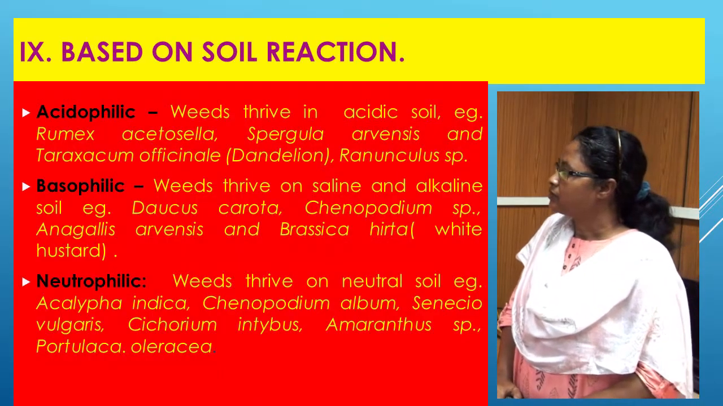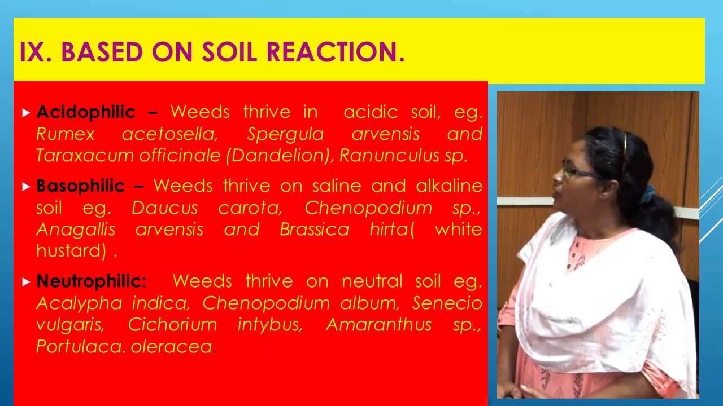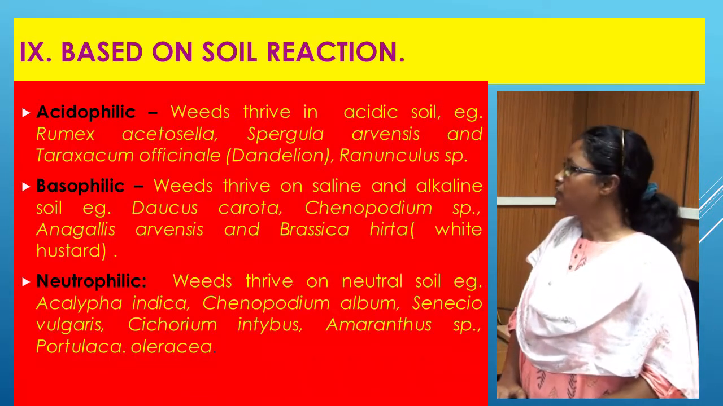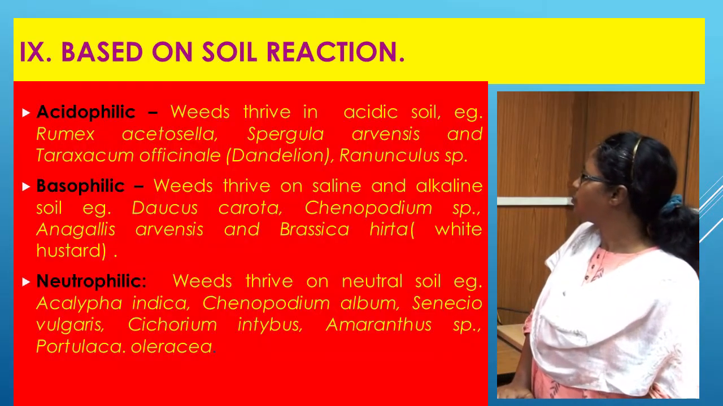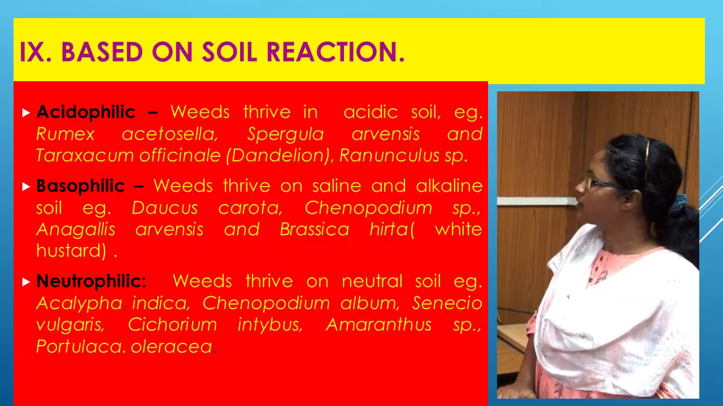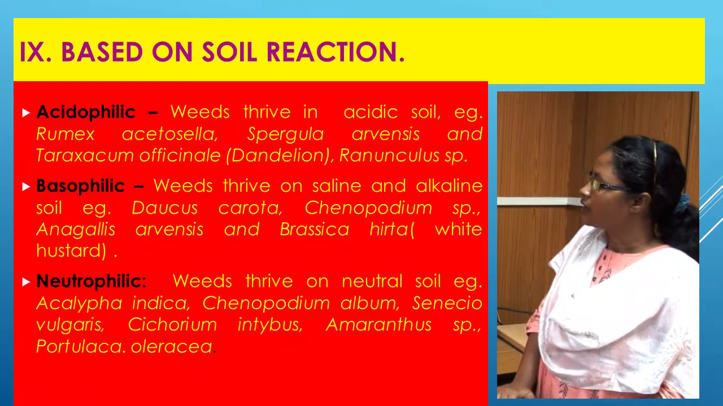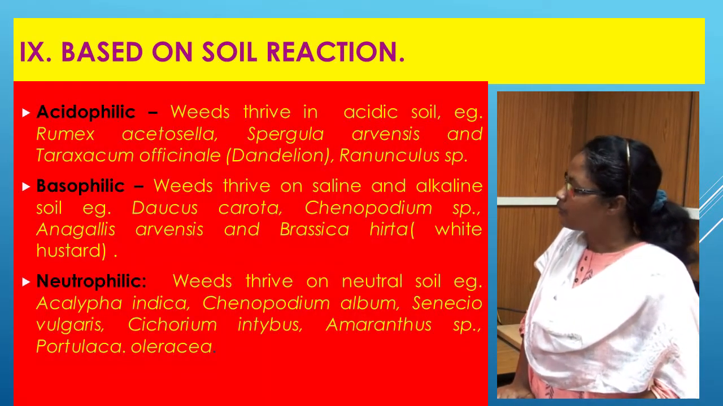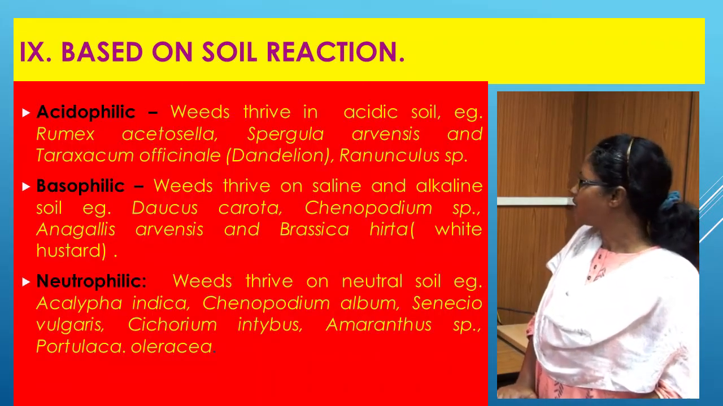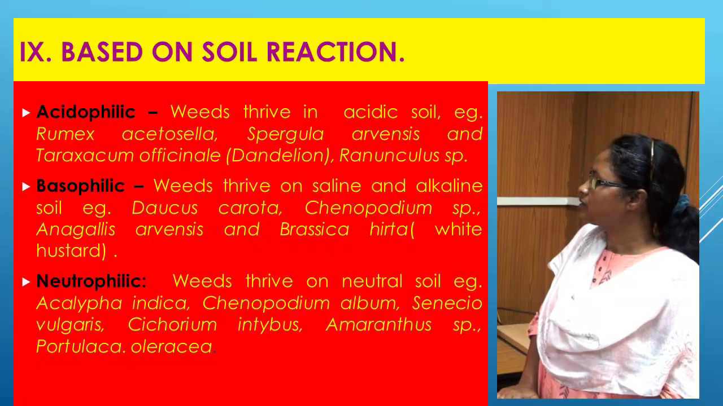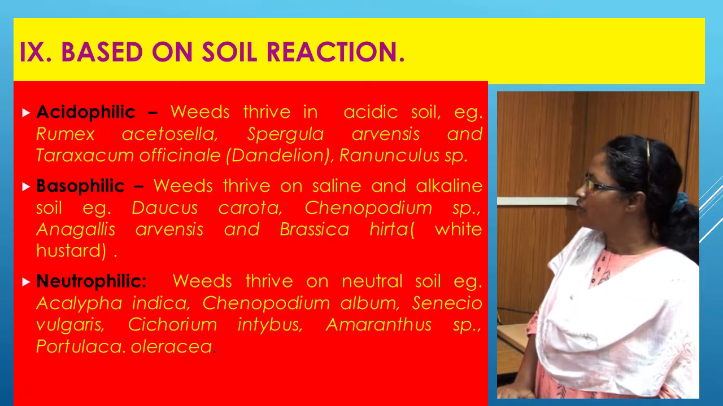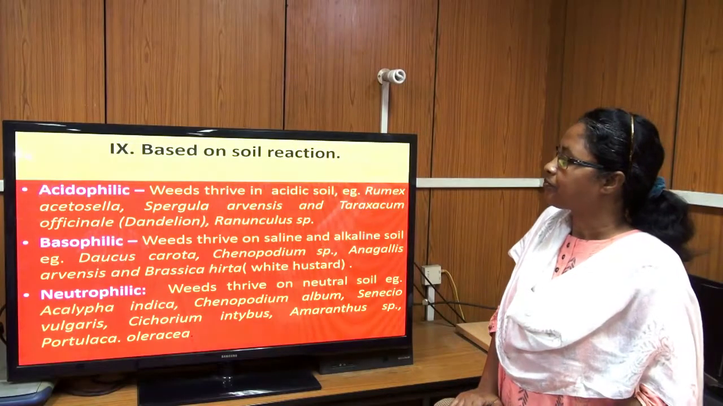Here are three types of weeds. Acidophilic weeds are common in acid soils; weeds thrive in acid soils. Examples are Rumex acetosella, Spergula arvensis and Taraxacum officinale. Next, basophilic weeds are mostly found in alkaline or saline soil. Examples are Daucus carota, Chenopodium species, Anagallis arvensis, Brassica hirta, etc.